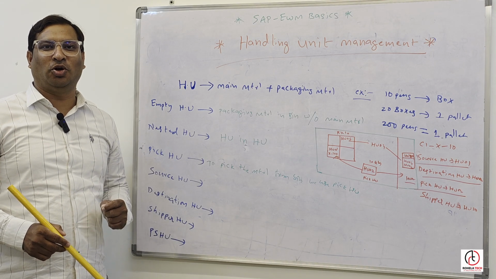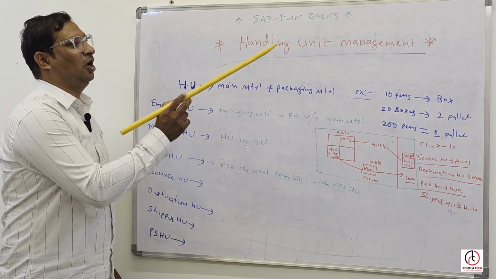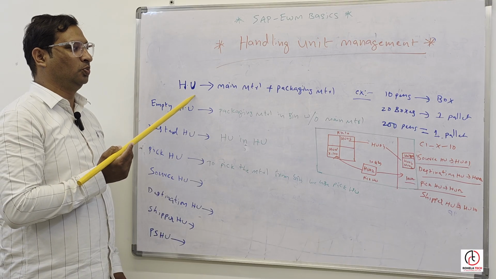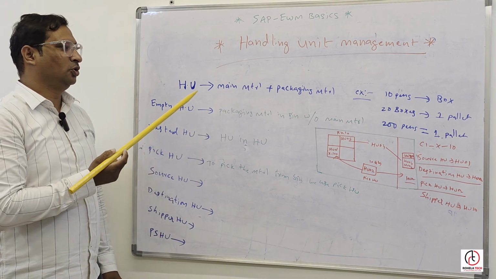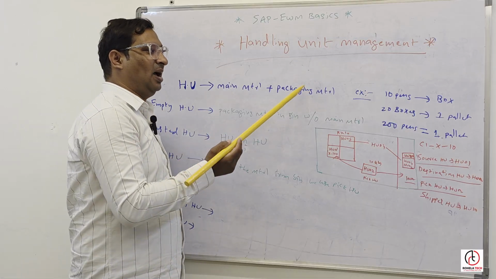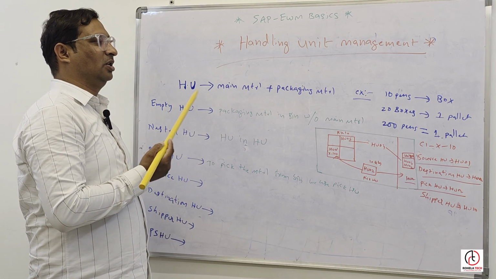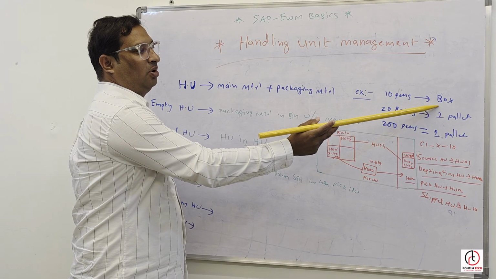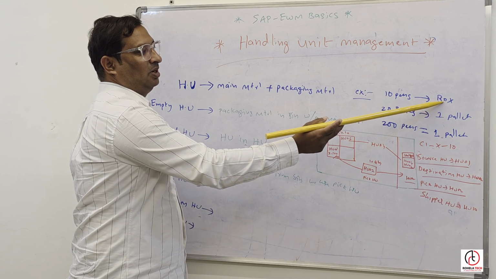In today's session we are going to learn about handling unit management. A handling unit, HU, is main material plus packaging material. Whenever we pack the main material in the packaging material, we call that a handling unit. For example, 10 pens we pack in one box. The main material is the pen, and the box is the packaging material.